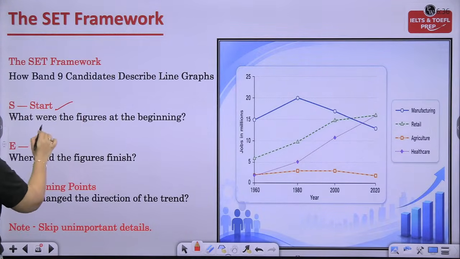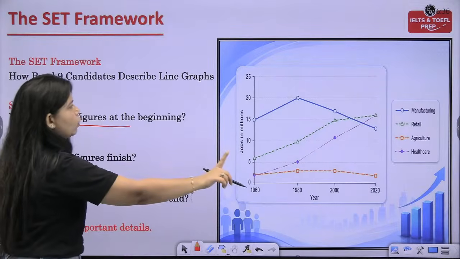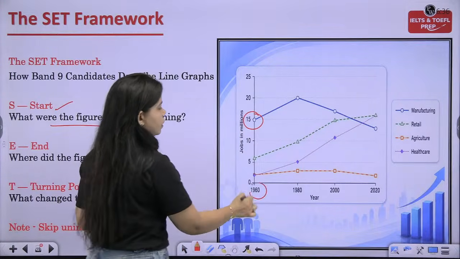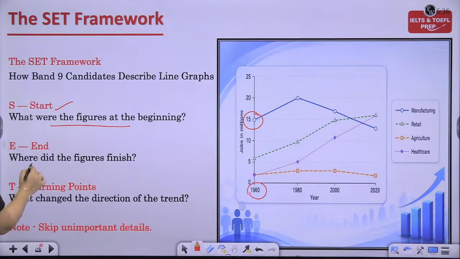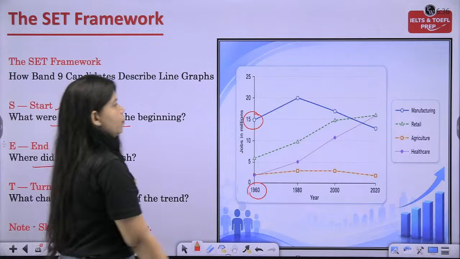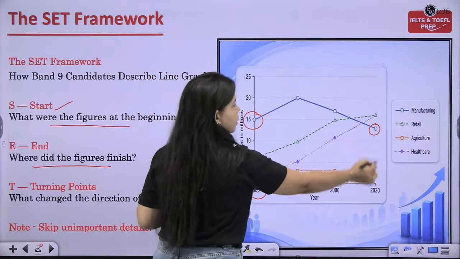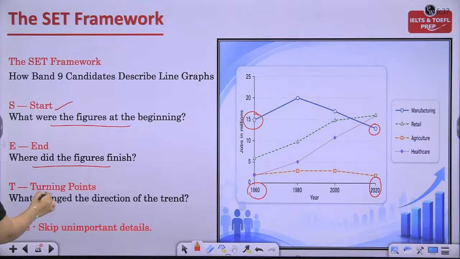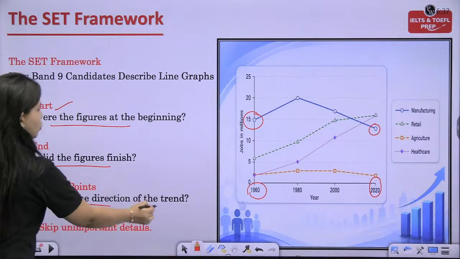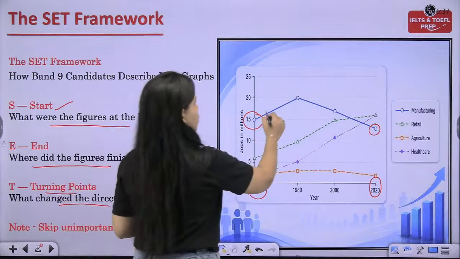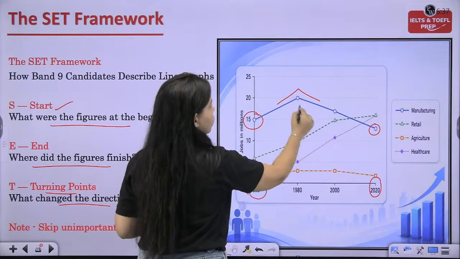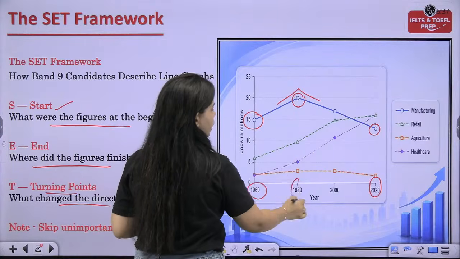So starting point, what were the figures at the beginning? Manufacturing की line देखते हैं, blue line. Beginning figures 15 million, 1960. Where did the figures end? Figures end at approximately 13 million in the year 2020. Where exactly is the turning point? What changed the direction of the trend? So the turning point is this. It was increasing and then it started going down. So this is the turning point, 1980.